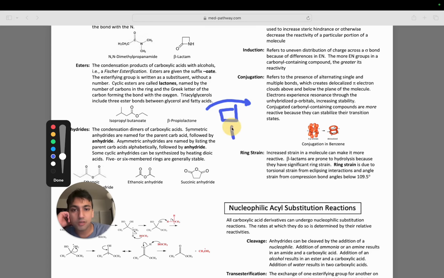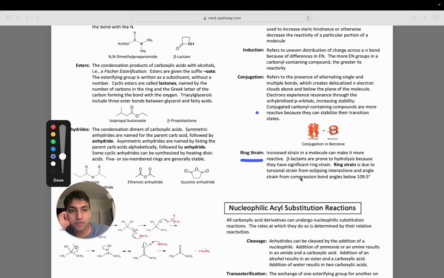When you can make this intermediate more stable, this reaction is more favorable, and so this thing is more reactive in the beginning because it's more willing to undergo that transition. That's what this is saying here, that when you have conjugated carbonyl compounds, it's more reactive because this transition state is going to be more stable. That's basically what that's saying.